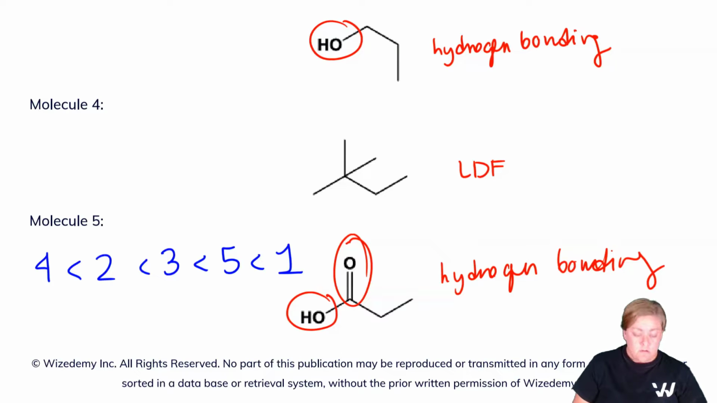So 4, 2, 3, 5, 1, entirely dictated by the type of force and then the magnitude of how many donors and acceptors there are in the hydrogen bonding network and how much branching exists in the London dispersion examples.